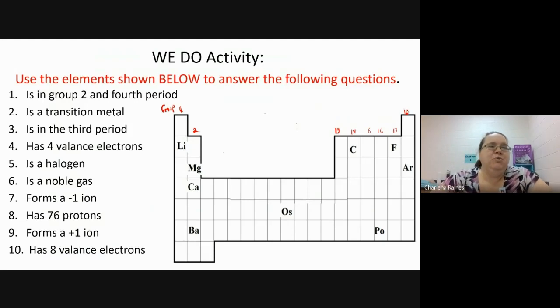So question number 1 asked me which one of these symbols is in group 2 and the 4th period. So remember, periods are our rows. They go across the periodic table. So my 4th period would mean I am 4 rows down. So 1, 2, 3, 4. These are my periods.